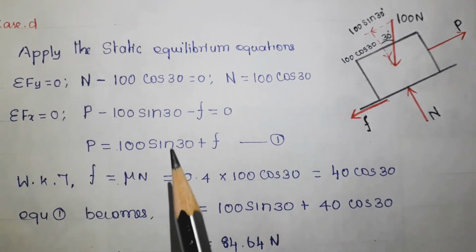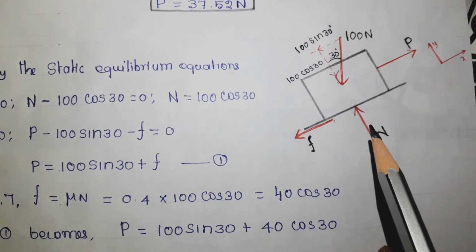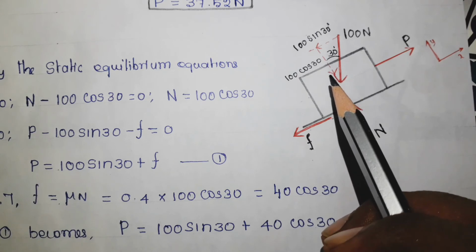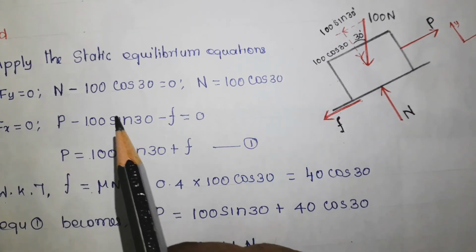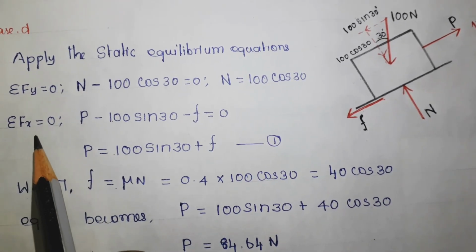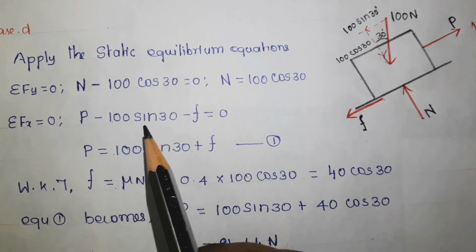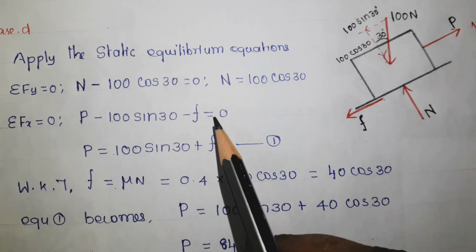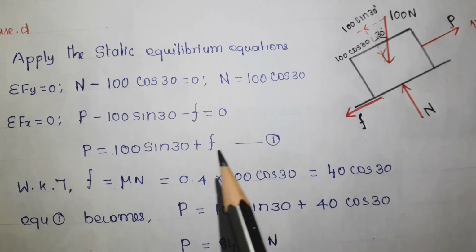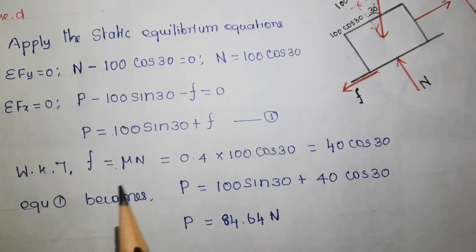Now use the same static equilibrium equation. All the vertical components sum to 0. Here there are two vertical components. One is n, another is 100 cos 30, but it is acting downward, so it is negative, and n is positive. So here is the answer: n equal to 100 cos 30. Again use the next equilibrium equation, which is P minus 100 sin 30 minus F equal to 0. These two forces are negative because they are acting in the negative side of this coordinate system. On simplification you will get the first equation.